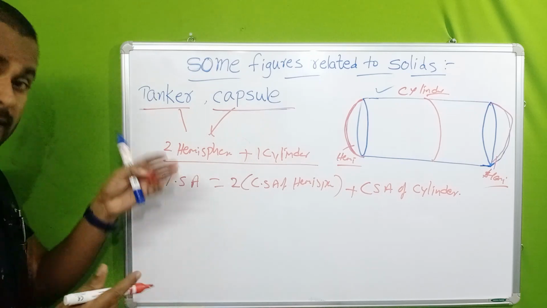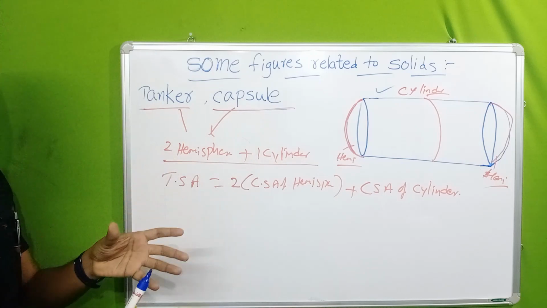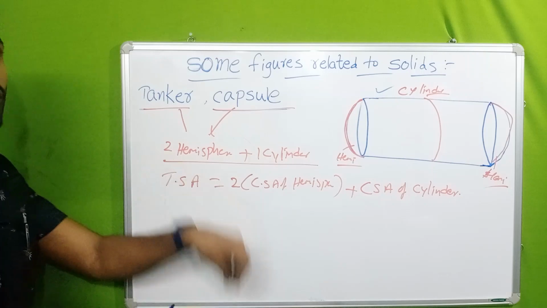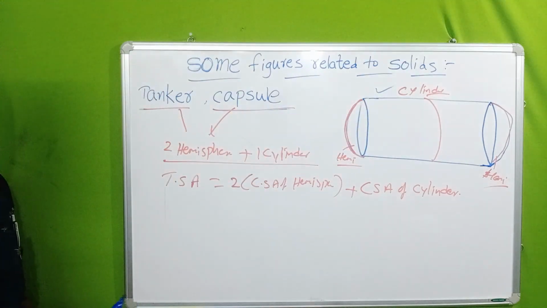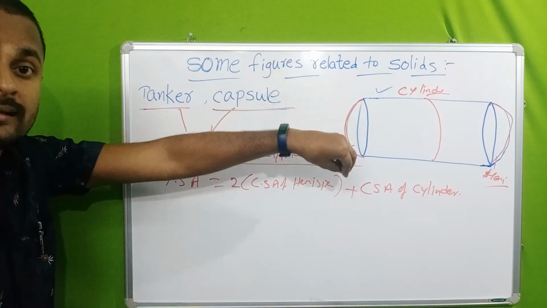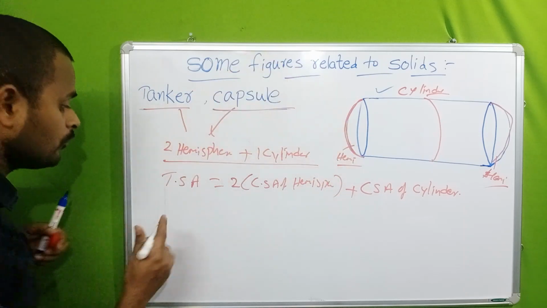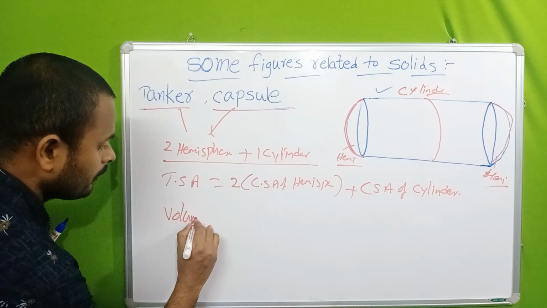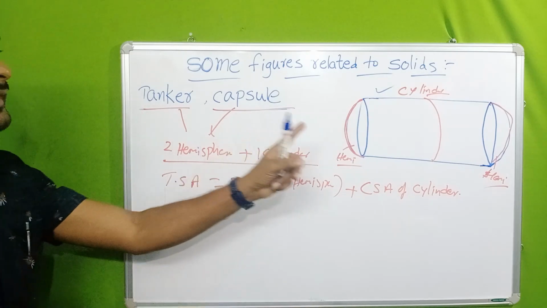Okay, next, sometimes he asks how many liters of water capacity a tanker has. So what is the capacity of the tanker? It means the inbuilt capacity, which is nothing but volume. So we have to find the volume of the tanker. How can we determine the volume?